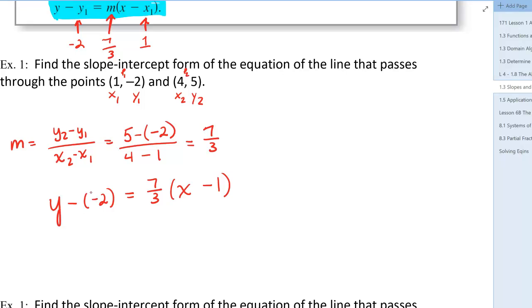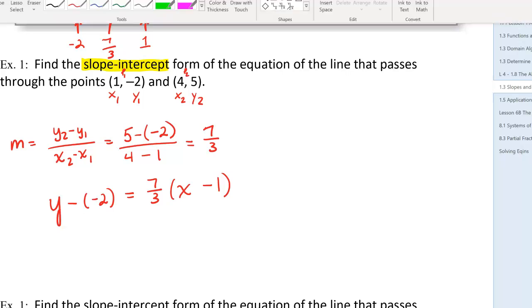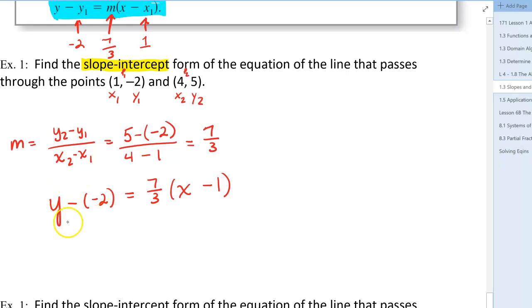Now I just need to clean this up a little bit and put it in what they ask for, which is slope-intercept form, which remember is y equals mx plus b. But before I even worry about solving for y, I'm going to clean this up a little bit. So y minus -2 is the same as y plus 2. Remember, 2 negatives make a positive. And then I'm going to distribute 7/3 to both of these terms. So that's going to be 7/3 x minus 7/3.